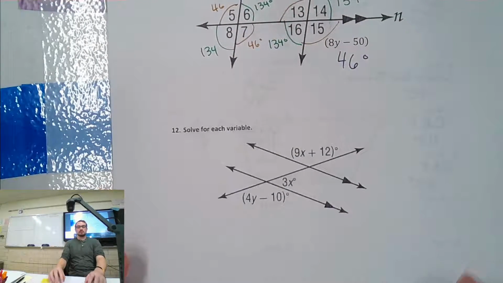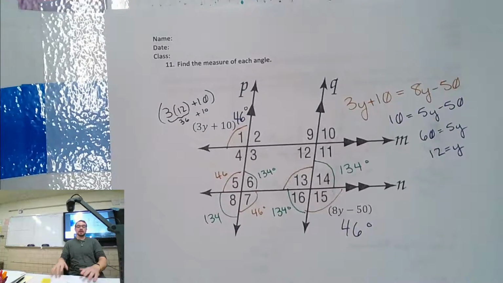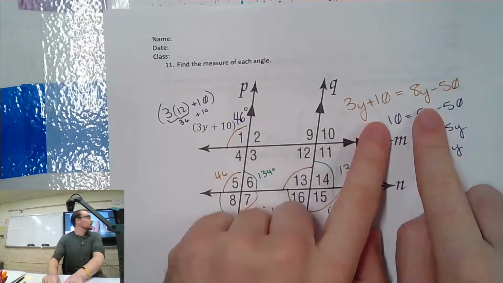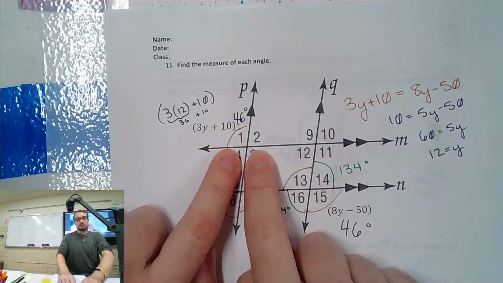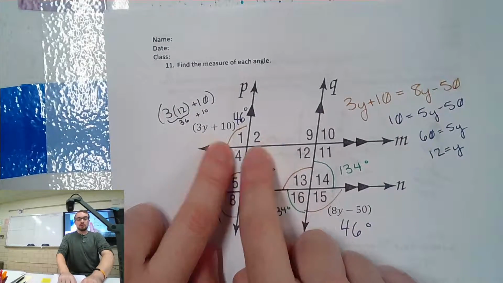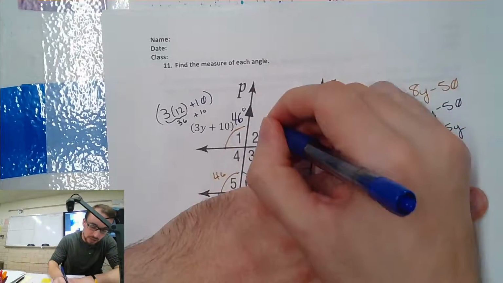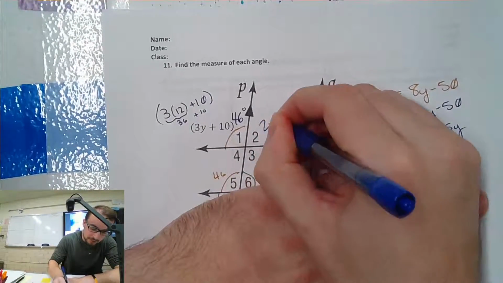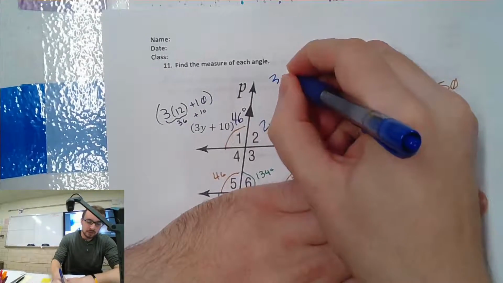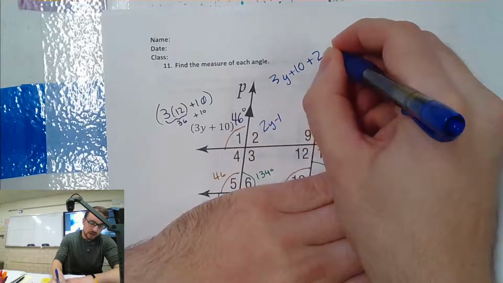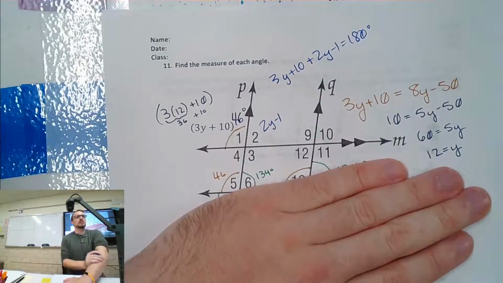Number 12. Let's go on. Now, tomorrow I might give you angles that aren't equal to each other for number 11, by the way. I might give you like angle 1 and angle 2 with expressions, right? Well, you know that they add up to 180, right? So if I gave you this instead, imagine this was the problem. 2y minus 1 for these two. Wouldn't you know that 3y plus 10 plus 2y minus 1 equals 180? Because they're a linear pair. You smell what I'm stepping in?